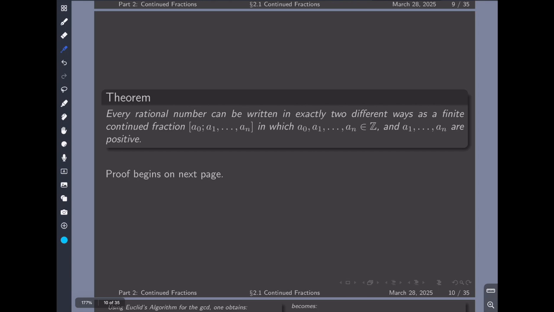Okay, so now what do we have? Pretty much by construction, practically for free, we know that every rational number can be written in at least one way as a finite continued fraction by Euclid's algorithm. So at least one. But it actually happens that every rational number has exactly two expressions as a finite continued fraction.